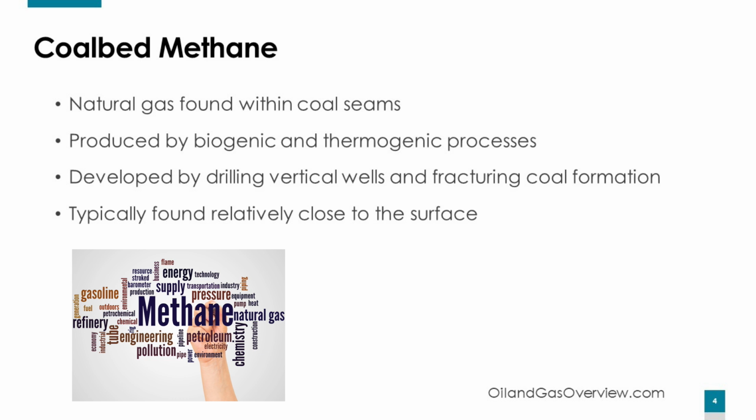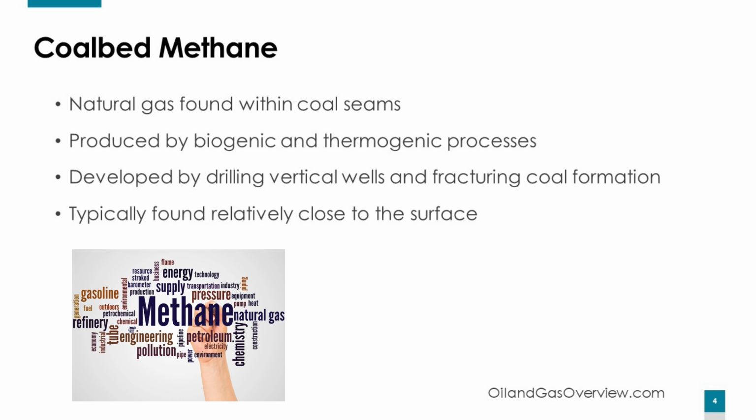There are a couple of ways in which coalbed methane is produced. The first one is a biogenic process, and in this process, microscopic organisms called methanogens break down organic material in the coal seam, producing methane as a byproduct. This type of methane production typically occurs at shallow depths and in younger coal seams.